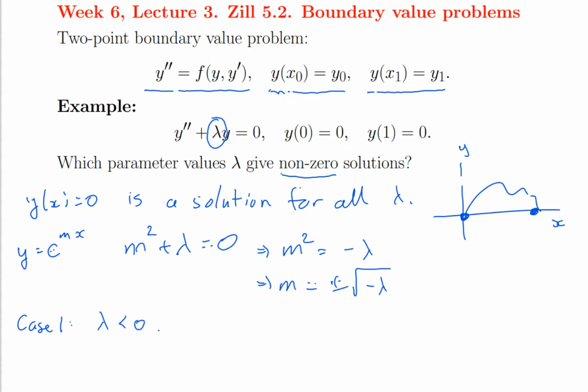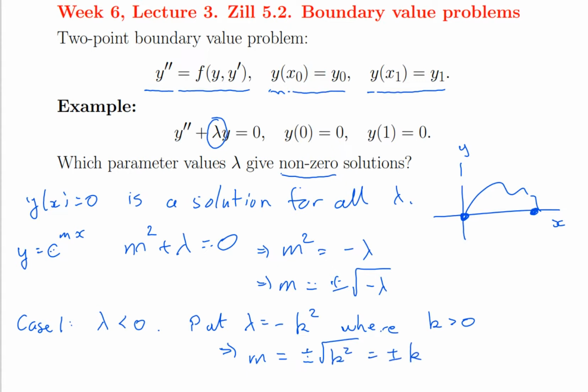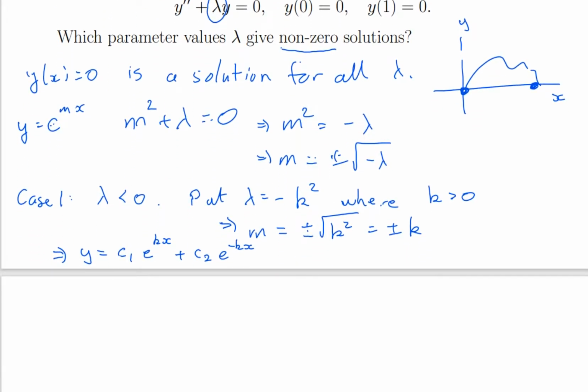And to make the algebra come out a little bit easier, I'm going to put lambda equal to minus k squared, where k is a positive number. Because then m would be plus or minus root minus lambda, which is plus or minus k. And that means my solution would be c1 e to the kx plus c2 e to the minus kx. And remember that I'm seeking the value of lambda, which means I'm now seeking the value of k, because lambda is minus k squared.